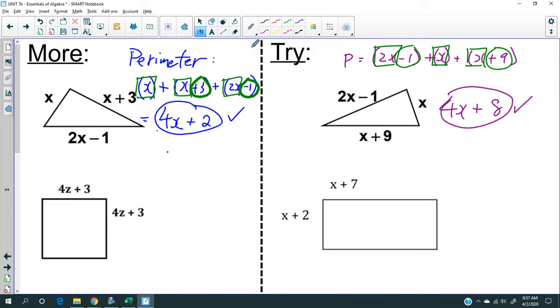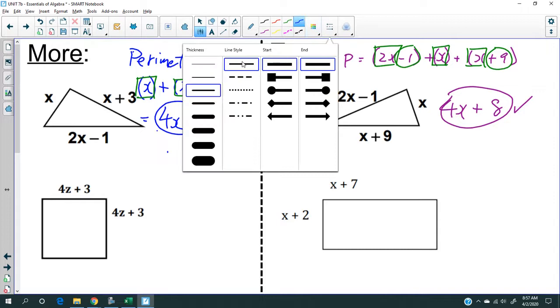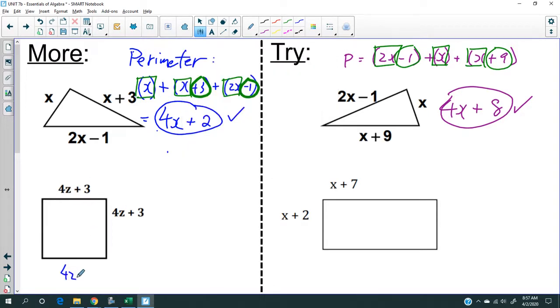Okay. Now, with that said, now we have a square here, right? How do I know that it's a square? It's because these two sides are the same. So if these two sides of a square or rectangle are the same, that means the rest of them are the same. So that would make this a square.